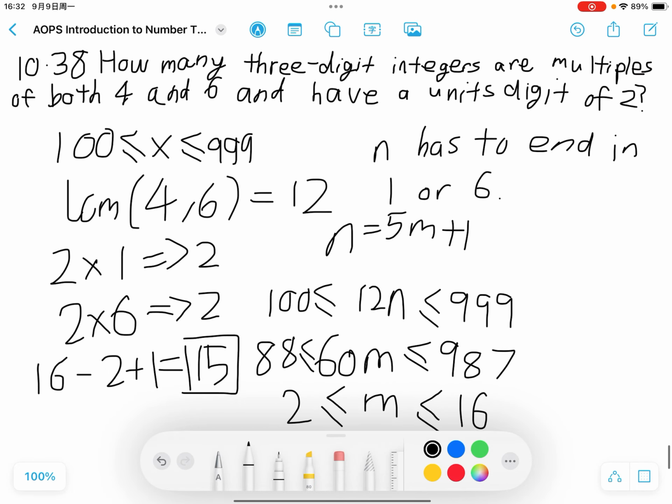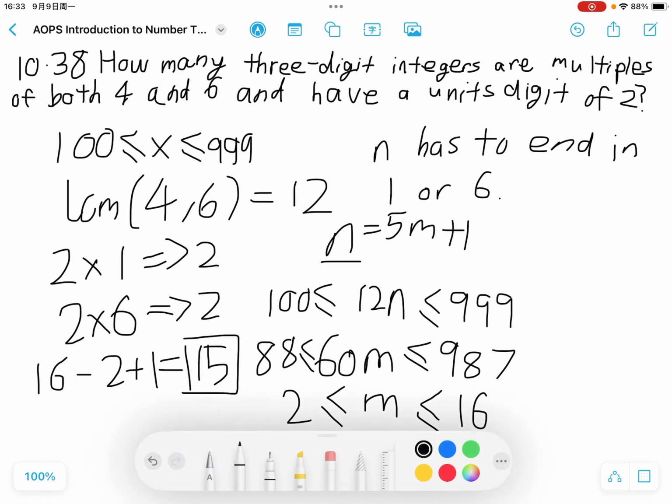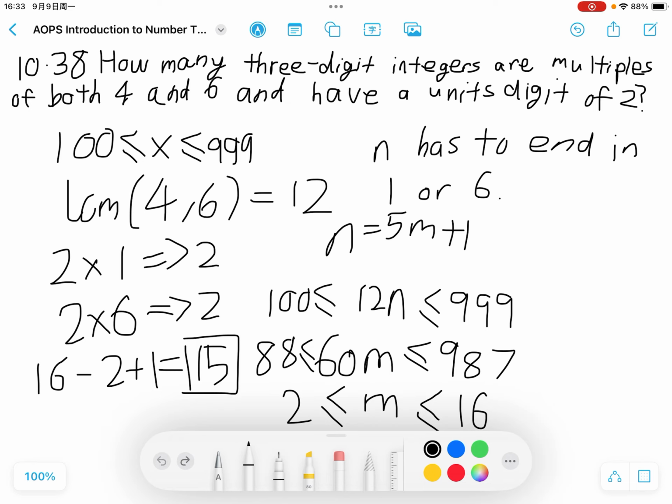So that's the answer. So why is that? Because for every different m, there's a different n. For every different n, there's a different 12n, which is a different 3-digit integer that is a multiple of 12 and has a unit digit of 2. So if there are 15 m's, there are 15 n's, which means there are 15 integers that are a multiple of 12, 3-digit, and have a unit digit of 2.